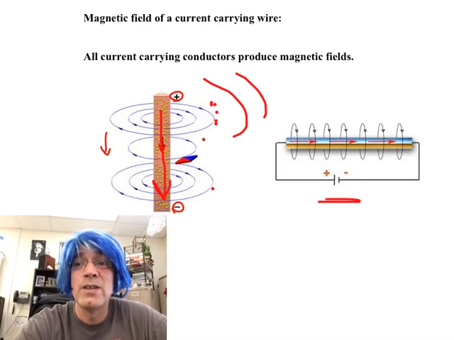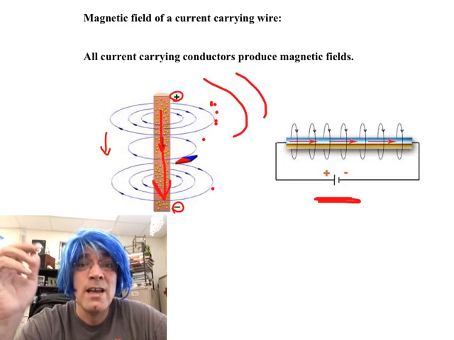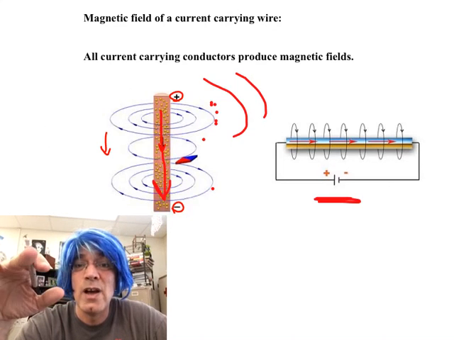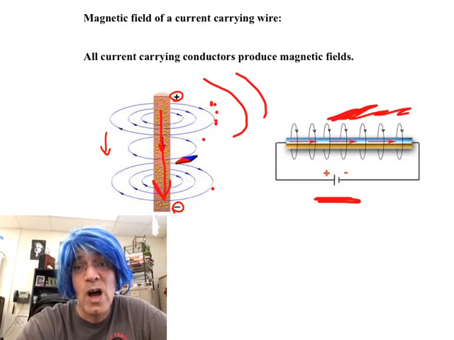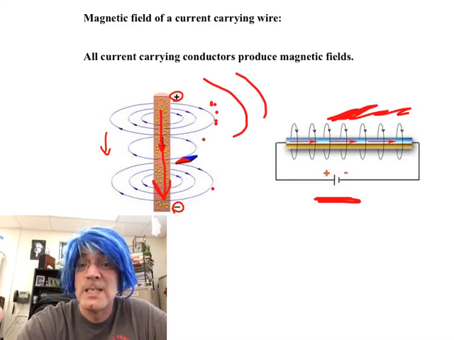And so that means that every circuit that we made in the last chapter, as long as it had current going through it, was creating magnetic field. And so that's why you don't want to put a compass next to an electronic device when you're trying to find north, because the electronic device is making more magnetic field that throws off your compass.